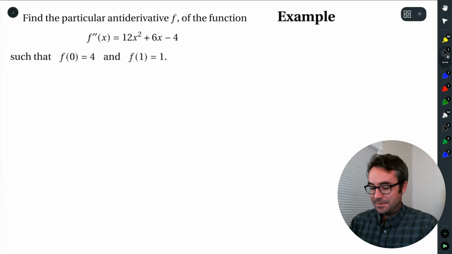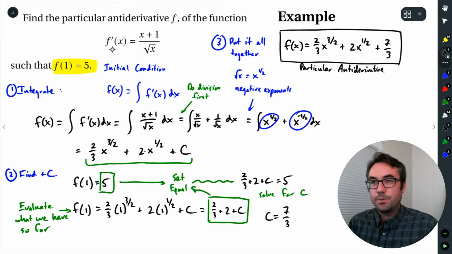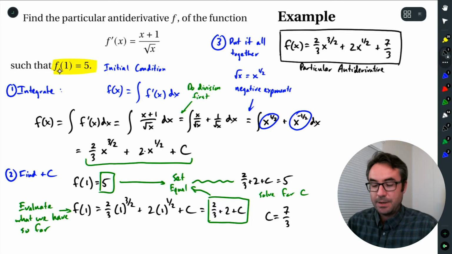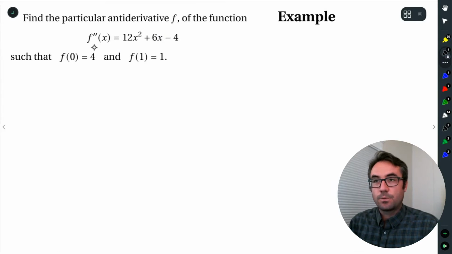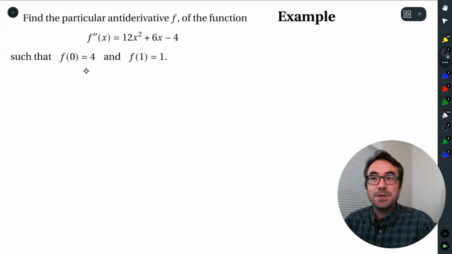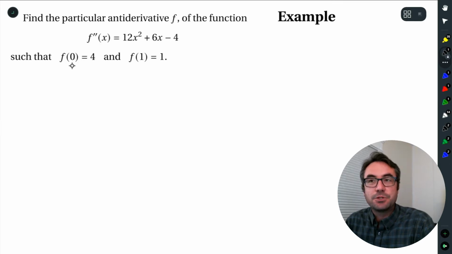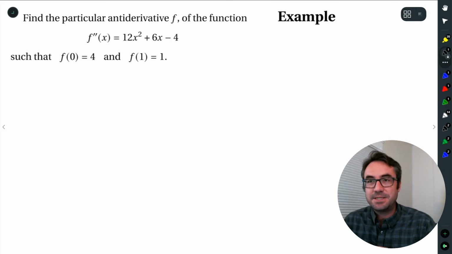Now, we know with finding particular antiderivatives, when we looked at the first example, what were we doing? We had an f prime, and we were working backwards once. So we had one initial condition here. Now, in this example, we're working backwards from the second derivative. So we need two initial conditions. Each time we do the derivative, we lose a little bit of information. So if we've done the derivative 2 times, there are 2 pieces of information that we need. So let's see how this is going to work.